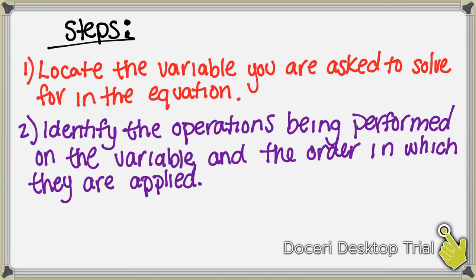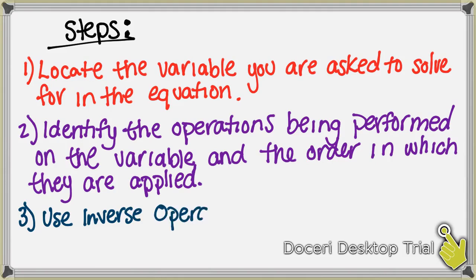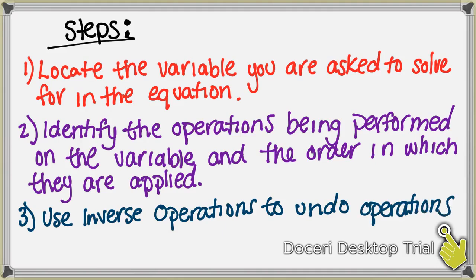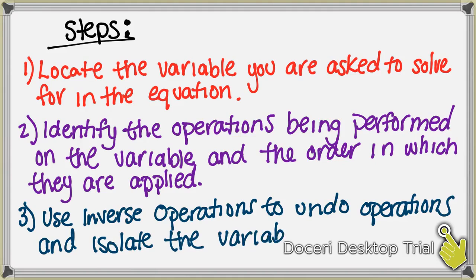All right, last step, step three, is use inverse operations to undo operations and isolate the variable. All right, if you're thinking to yourself right now that you don't understand anything that I'm talking about, that's okay.